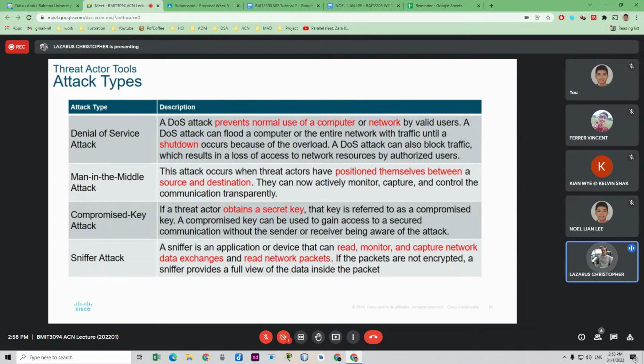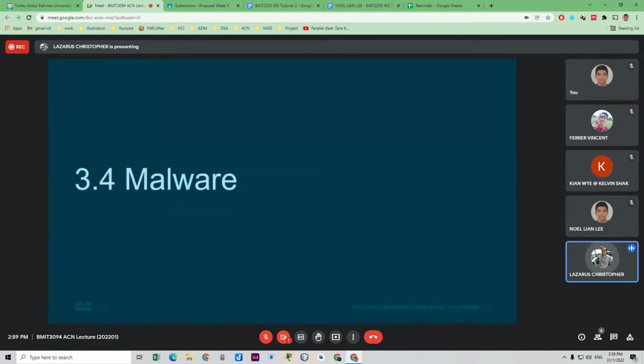Then sniffer attack. Sniffer attack means the application or device can read, monitor, capture network data exchanges, and read network packets like Wireshark. This is sniffer attack, right? If you don't use any encryption, like secure HTTPS, then they can see whatever content is inside the packet, right? Just open up the data part and read off the content.